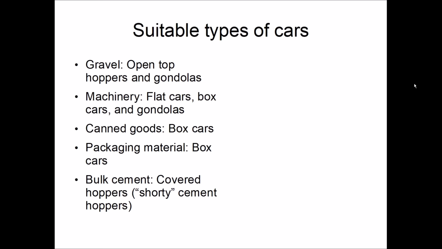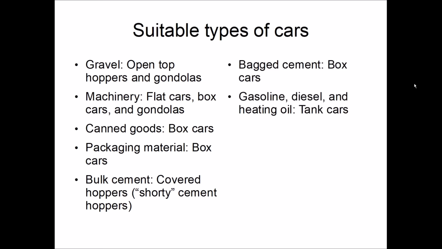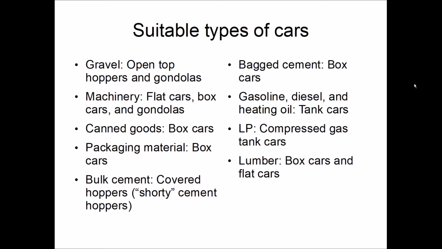Bulk cement is normally transported in short covered hoppers, sometimes called shorties. These are quite often about 35 feet long. Bag cement would be on pallets in box cars. Fuel would be transported in tank cars, and so on down the line.